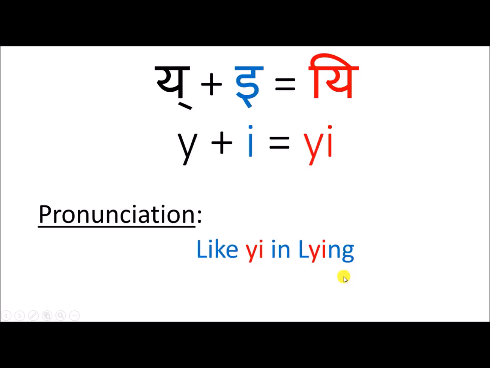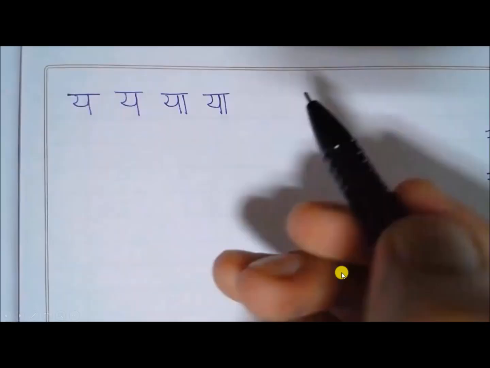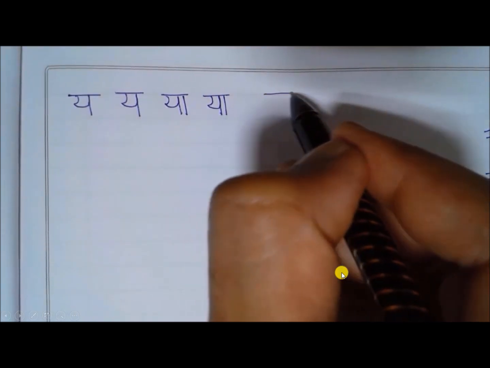The next sound is yi. You get this sound yi when you add y to i. Y plus i equals yi. You pronounce this yi like yi in lying. Let us see how to write yi.